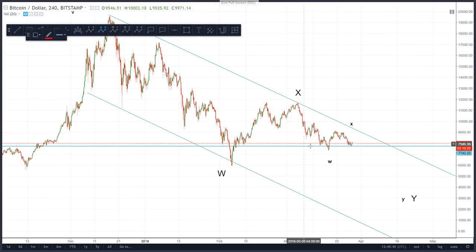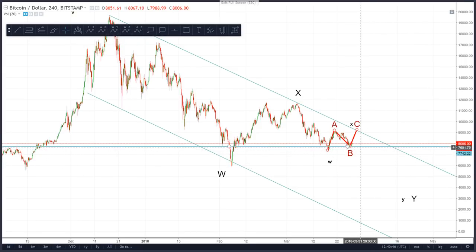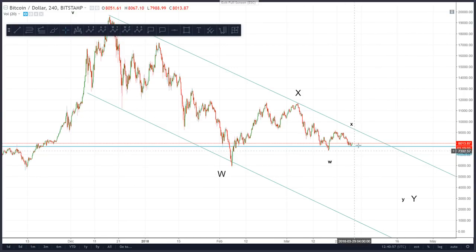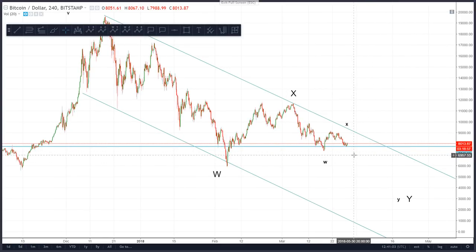So it could turn out to be like this: A, B, C. Yeah, but I won't be going long here. Although you could, if you're an intraday trader or you like these short-term trades, you could go long. However, every position that I put on for the next few weeks is going to be short, just because that's the direction of the major trend.